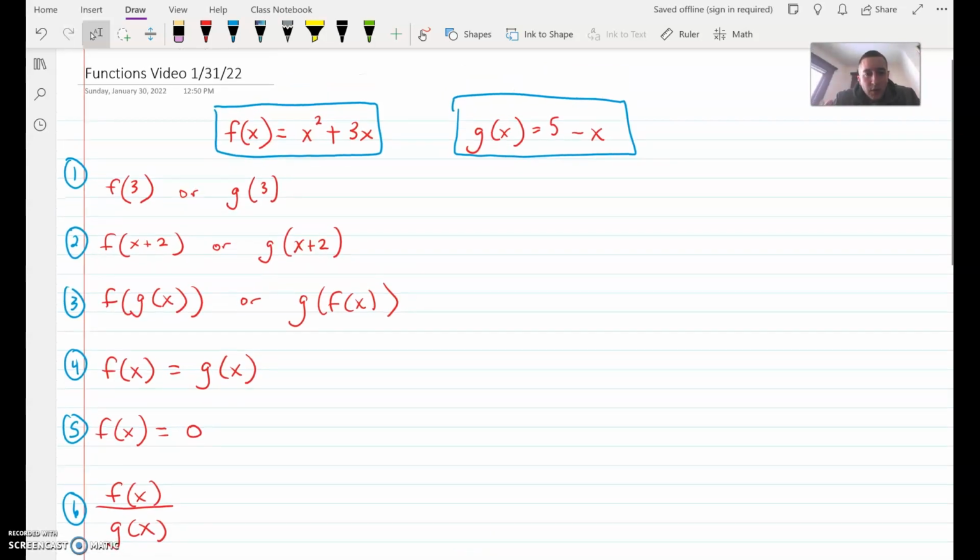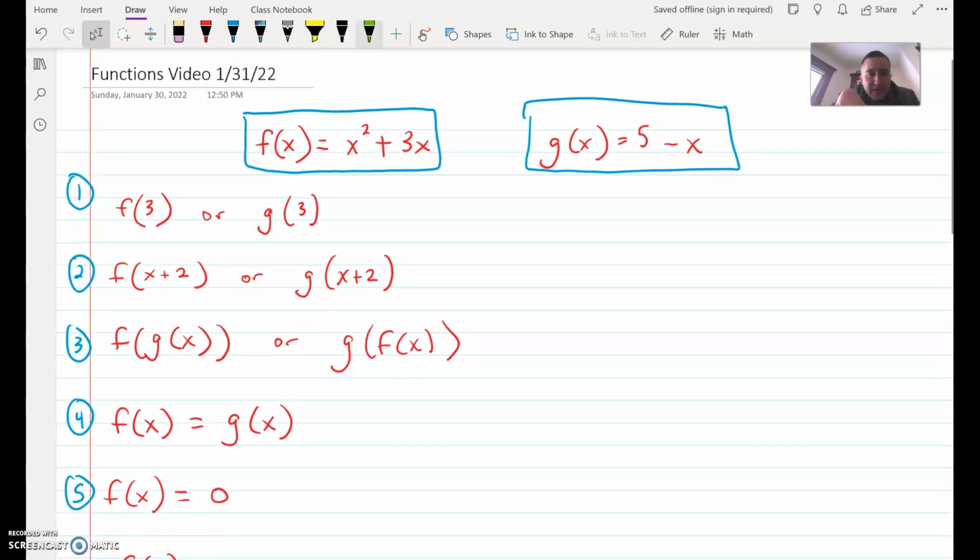So we're going to look at 2 functions. I'm starring them right here, and I'm going to use these 2 functions for every single thing we do in this video. The first function is x squared plus 3x, and I labeled that f. The second function is just 5 minus x. I labeled that g. This first function is quadratic. It's an x squared, so we know it's going to kind of look like that. We're not sure exactly what. We know this one's linear with a negative slope, so it's going to look like that. Just to get an idea of what we're dealing with.